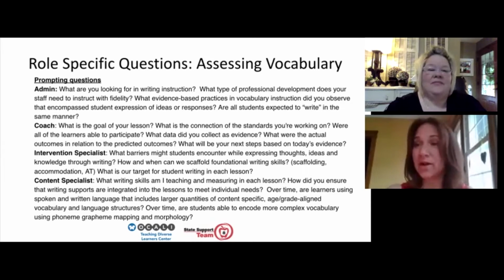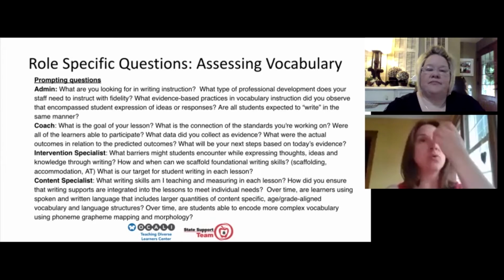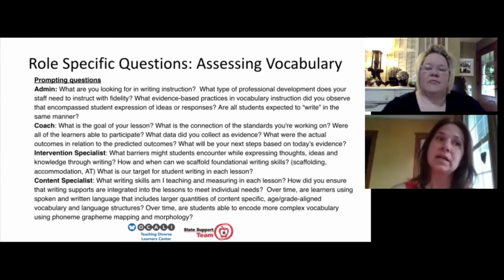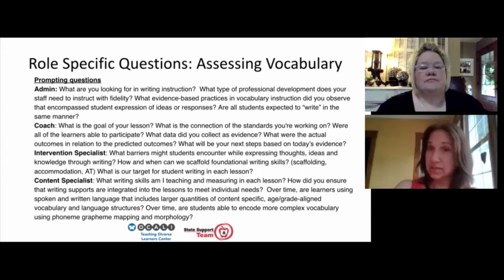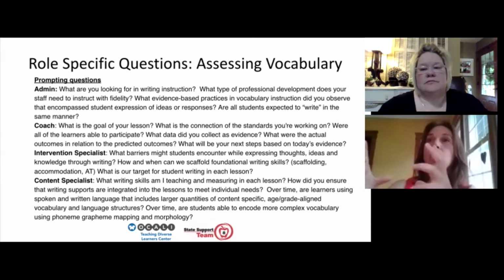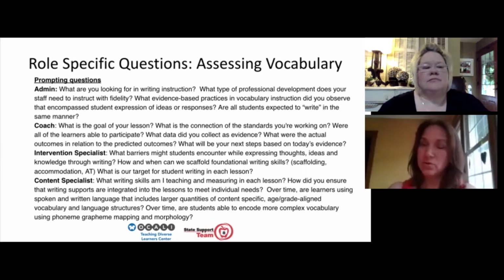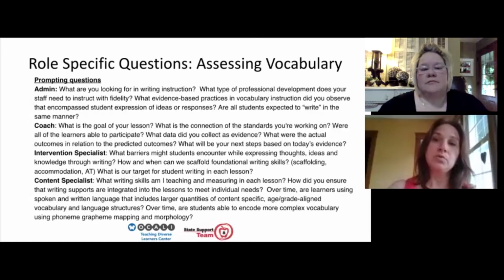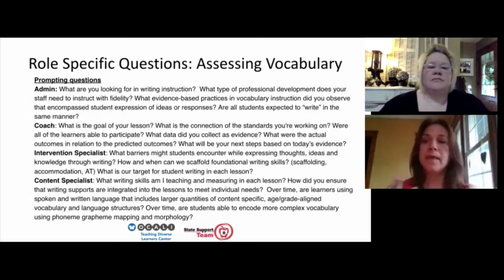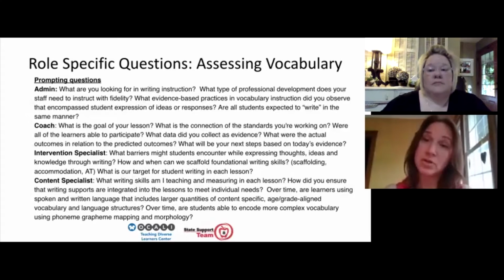So coaches out there, what is the goal of your lesson? That's a question you could be asking your teachers, because it is going to make a difference in whether a student is expected to write or produce written letters, or if they're supposed to respond or be expected to show understanding. So knowing what the goal of the lesson is is really important, and you can help your teachers with that.